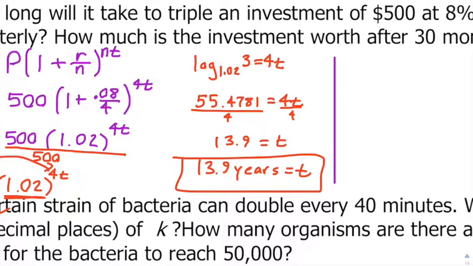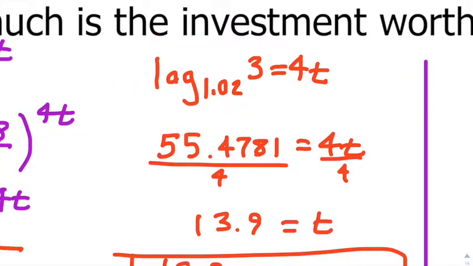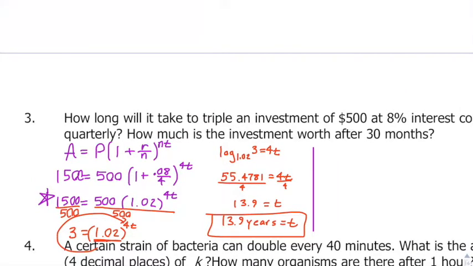And if you need help, just type in the logs for this decimal right here. You can actually use the log base button in your calculator. It's under math. Or you can use your change of base formula, which says log base 1.02 of 3 is the same thing as log of 3 divided by the log of 1.02. So anyways, if you need a recap on that, that would be 2 lessons ago.